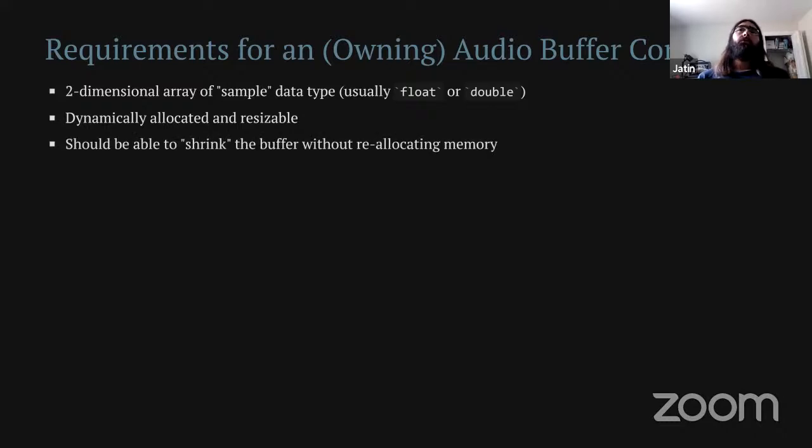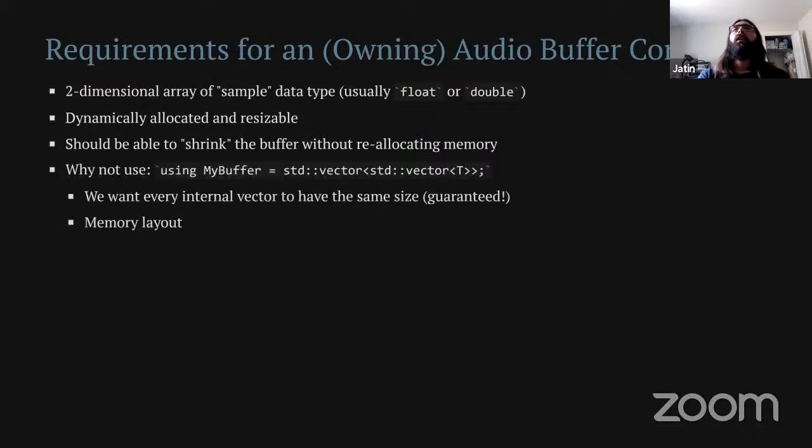And then I want to be able to shrink the buffer without reallocating memory. Something that happens a lot in my code is that I know the maximum block size for whatever audio process I'm going to do is 256, but it could be used with a smaller block size, like 128. So I want to be able to shrink the buffer from 256 to 128 without reallocating memory, and then grow it back to 256, still without reallocating memory. If I wanted to go past 256, that would require reallocating memory, but that's something I have to pay attention to as the user.